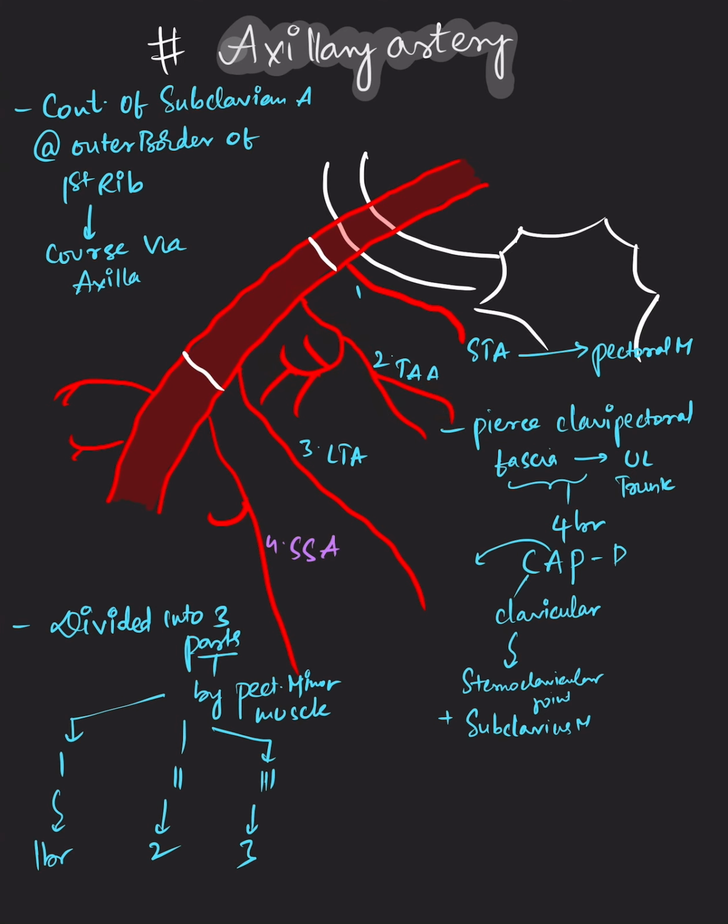Now coming to the second part's first branch, this is called the thoracoacromial artery. The very important point to know about it is that it pierces the clavipectoral fascia and supplies the upper limb and the trunk region. It gives four branches, which are remembered with the mnemonic CADP. C refers to the clavicular branch. This clavicular branch supplies the sternoclavicular joint and the subclavius muscle.